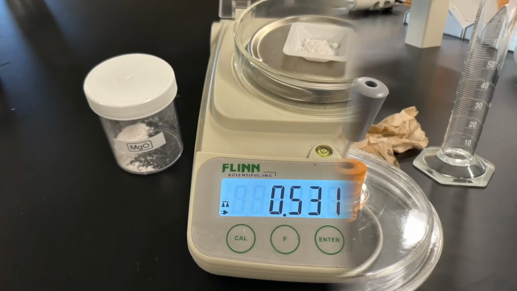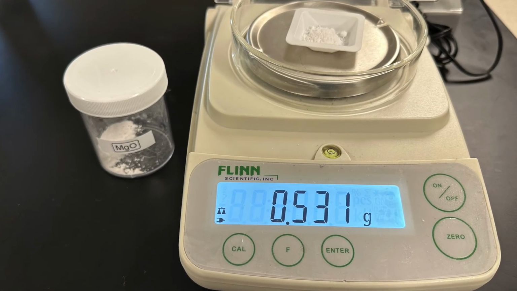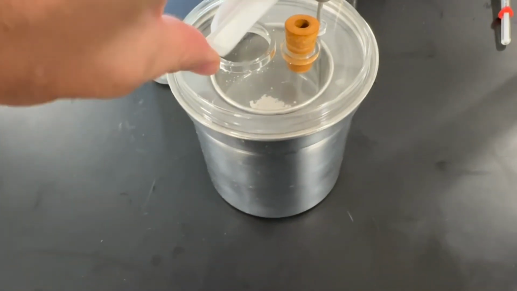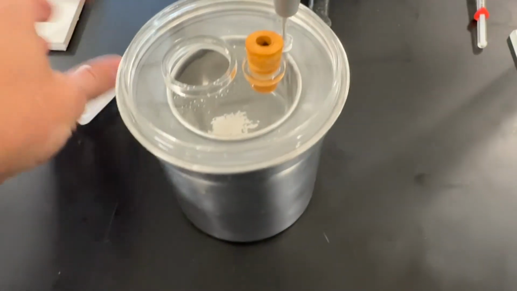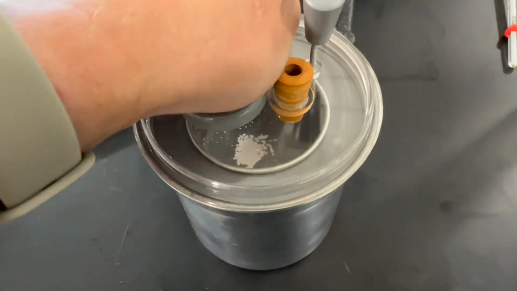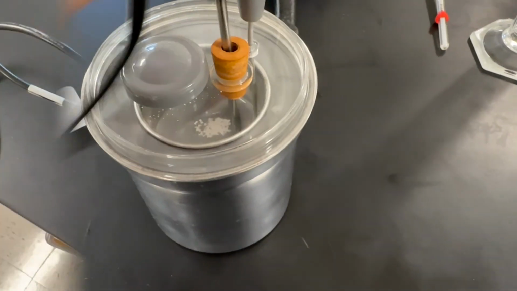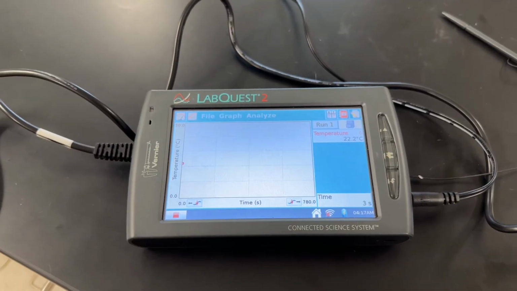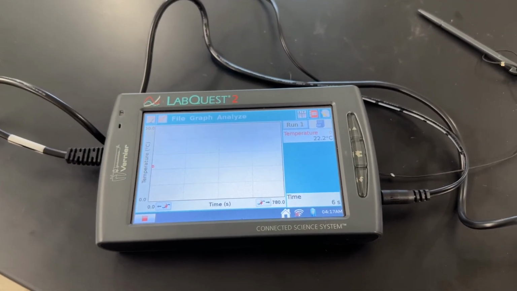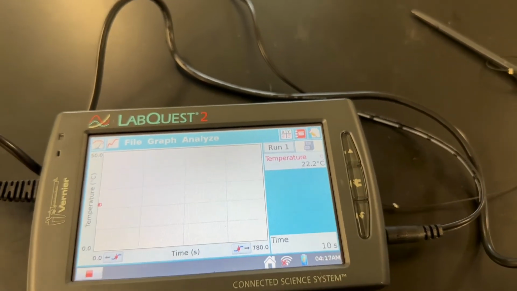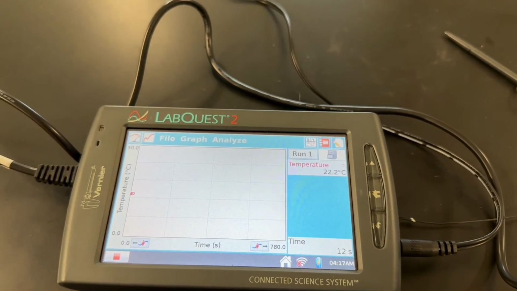Lastly, we're going to use our 50 milliliters of HCl, 21.1 degrees Celsius. And then we have 0.531 grams of magnesium oxide. Again, we're already running our data. We'll fill up our calorimeter. And you can see this one's going to be in need of some additional swirling and mixing there to get our reaction going. Our initial temperature we saw was 22.1 degrees Celsius.